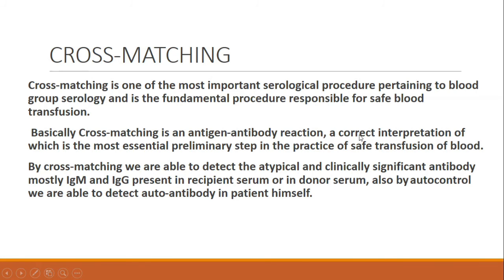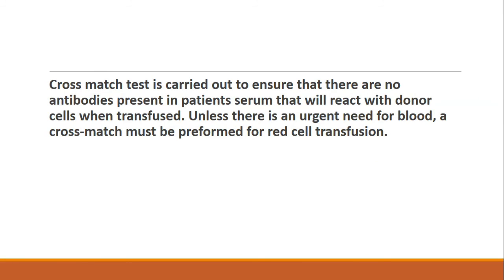By cross-matching, we are able to detect atypical and clinically significant antibodies, mostly IgM and IgG, present in recipient serum or in donor serum. Also, by autocontrol, we are able to detect autoantibody in the patient himself. This cross-match test is carried out to ensure that there are no antibodies present in the patient's serum that will react with donor cells when transfused, unless there is urgent need for blood. A cross-match must be performed for red cell transfusion.